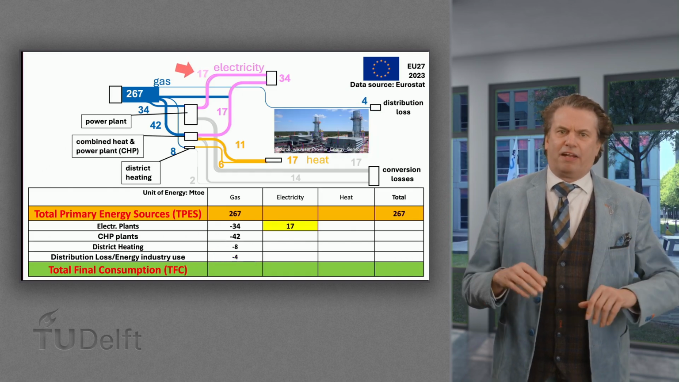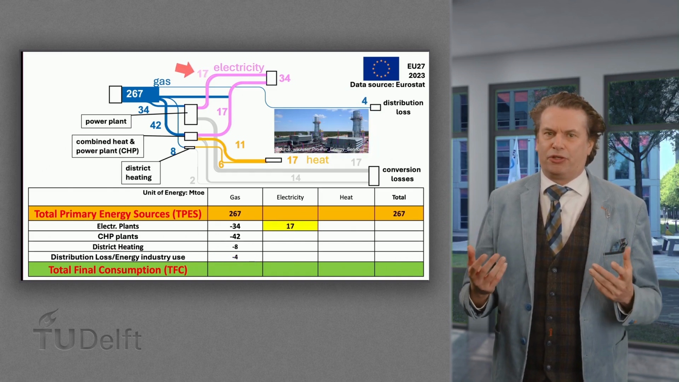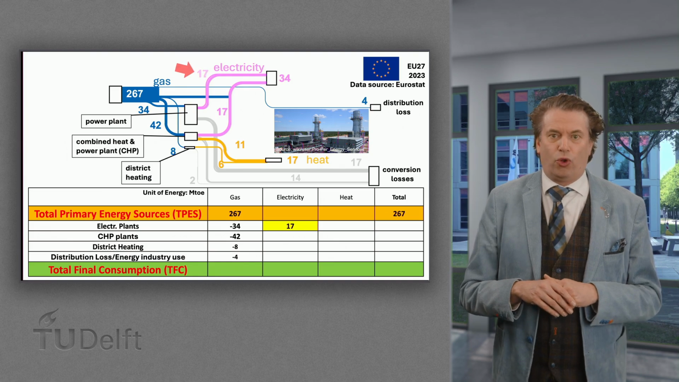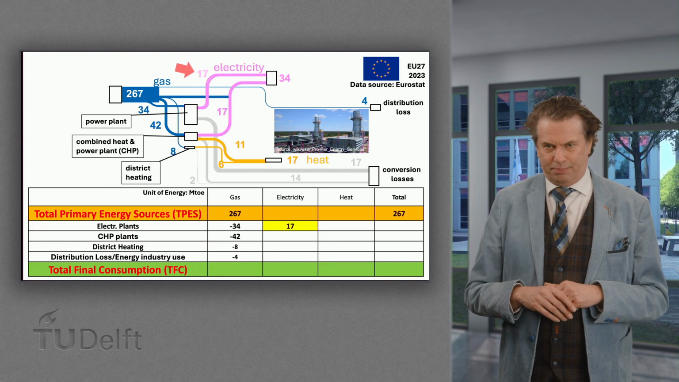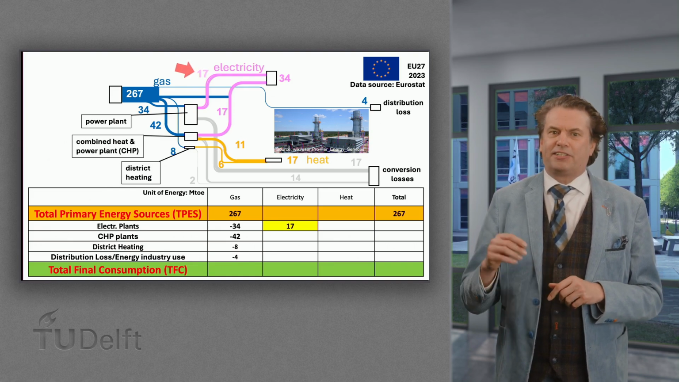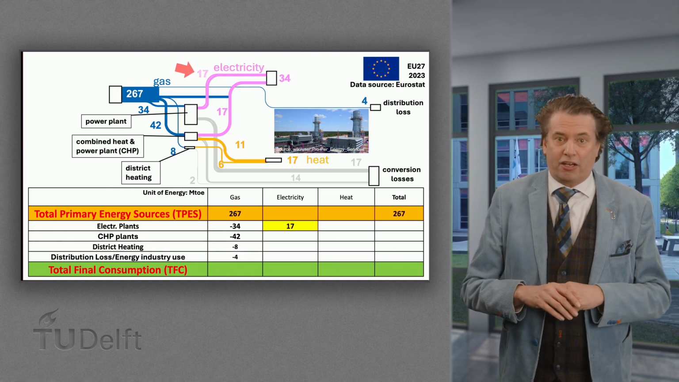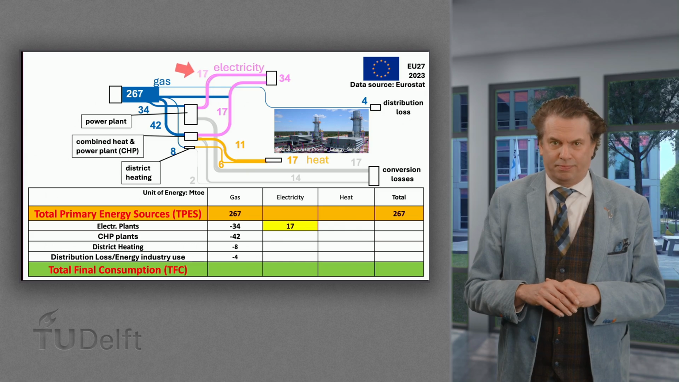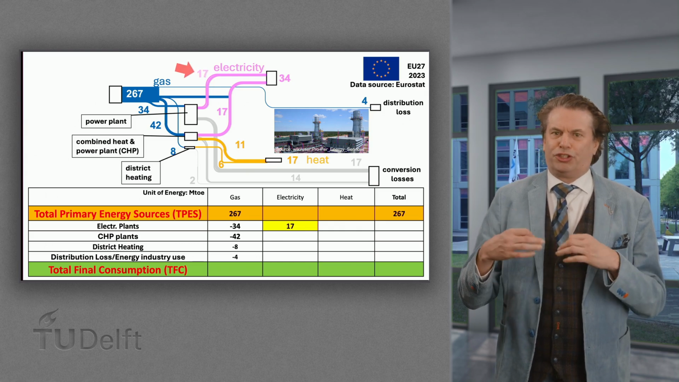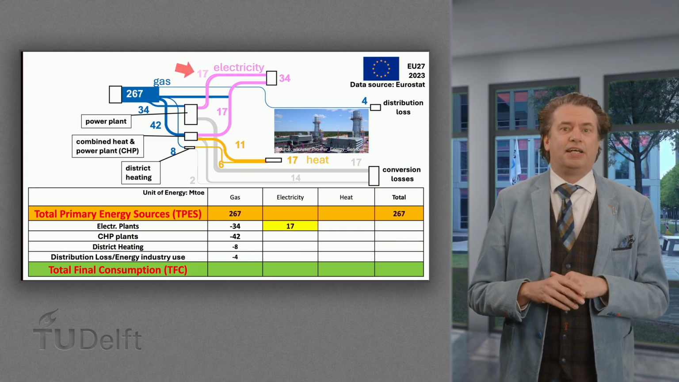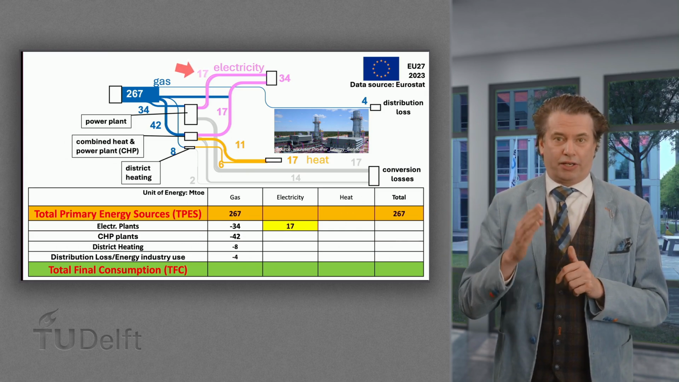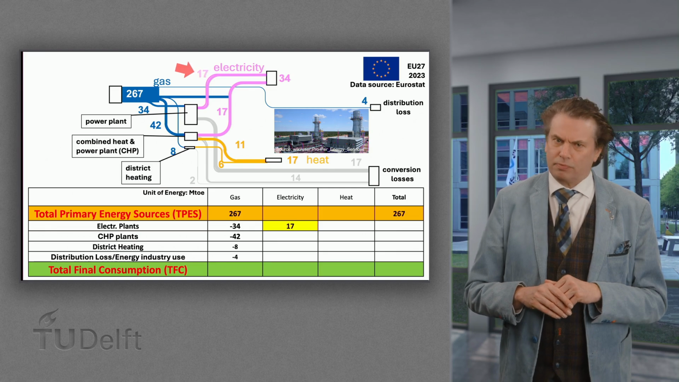At the electricity plant, 50% of the chemical energy contained in the 34 megatons oil equivalent is converted into electrical energy. As indicated by the red arrow, this is 17 megatons oil equivalent of electrical energy. As it concerns generation, this is shown by plus 17 in the electricity plant row and the electricity column.